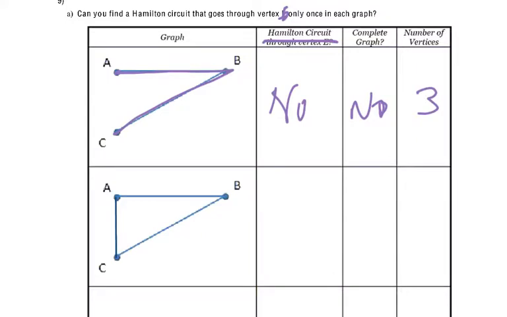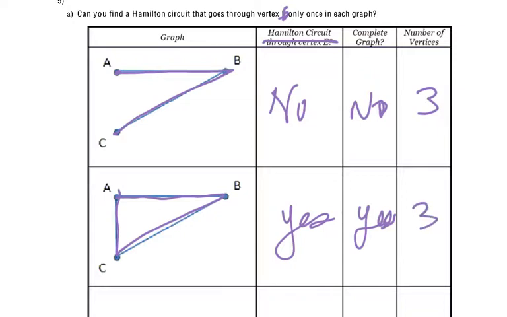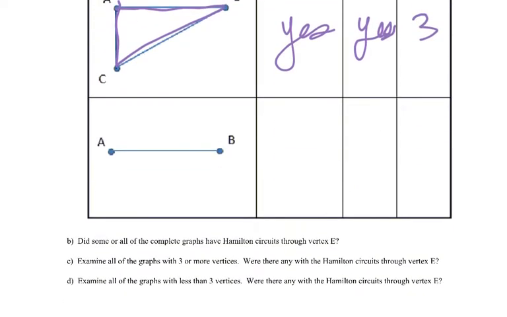This one here, I have A to B, B to C, C to A. Yes, I can make a Hamilton circuit. Is it a complete graph? All the vertices are connected to each other? Yes. And there were 3 vertices. A to B, can I get back to A? I cannot without going over that edge again. And so, no, I cannot make a Hamilton circuit. It is a complete graph. There are 2 vertices, but there's no Hamilton circuit.